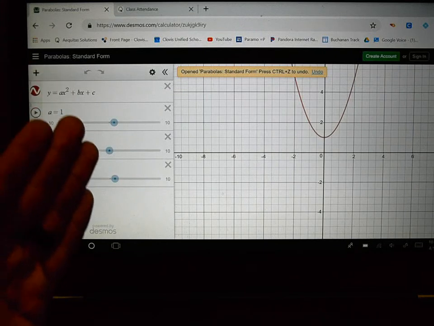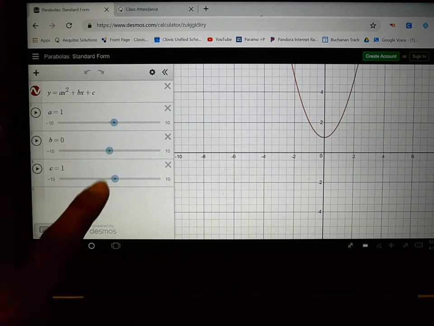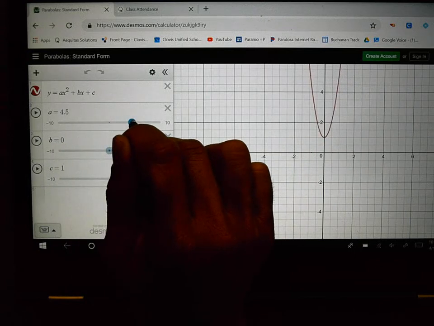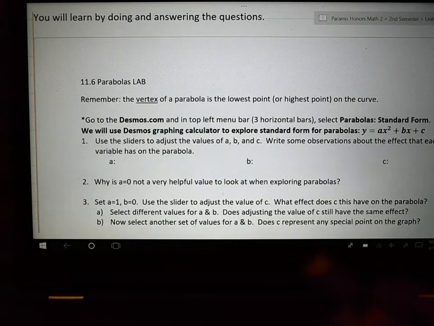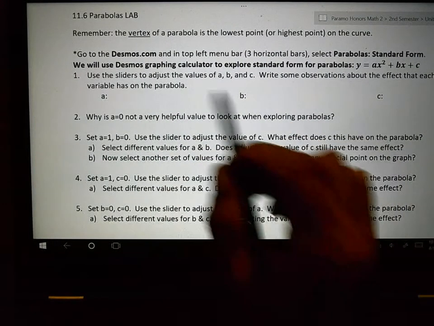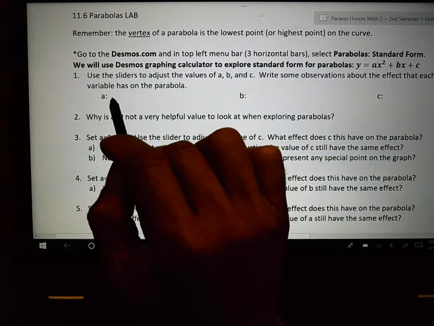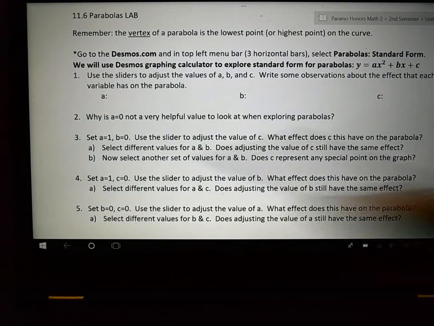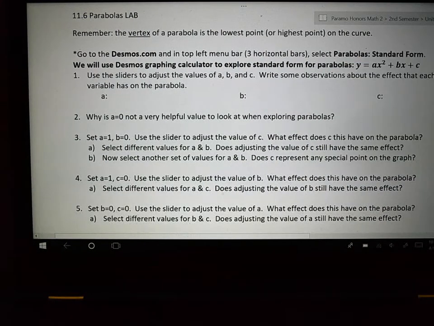And it has things called sliders. You get to play around with what happens with A, what happens with B. You can grab these things and slide them around and see what happens to your graph. And so as you are doing these questions, you're going to answer what observations you have when you change the A value or the B value or the C value. And you're going to write those on a separate sheet of paper. And then you're going to answer the question when it says it. You observe and you figure out what the answer is based off of your observations.